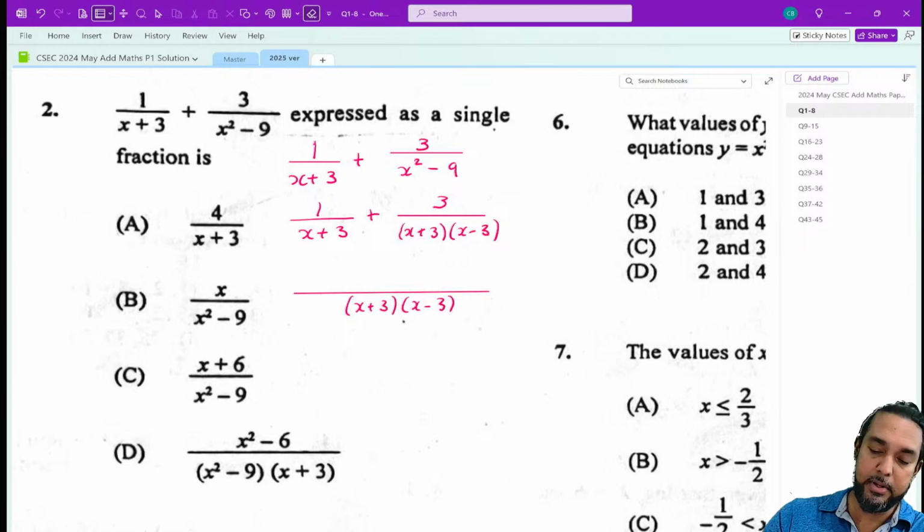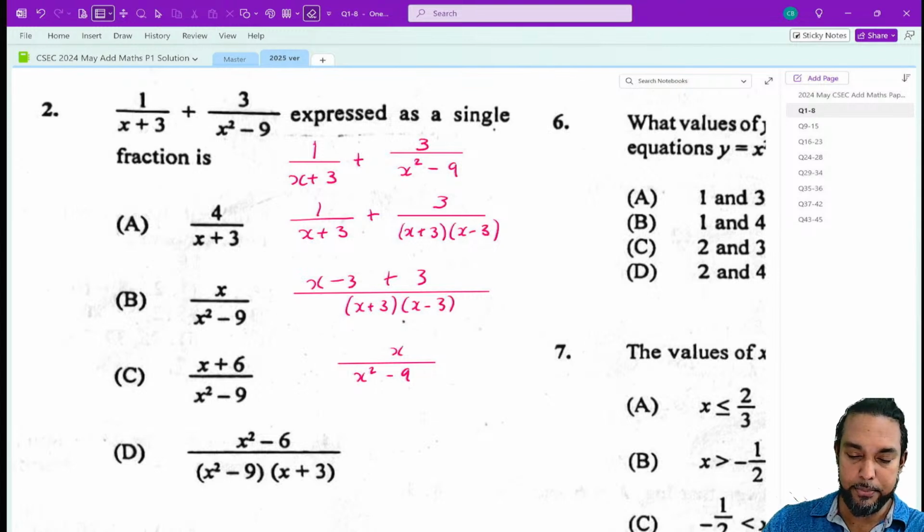Right, so we're going to multiply the numerator 1 by the x minus 3, because the x plus 3 is common, and then the 3 is just going to come down. And then minus 3 plus 3 will cancel to 0, leaving us with x as the numerator, and your denominator is x squared minus 9. So that is option B.